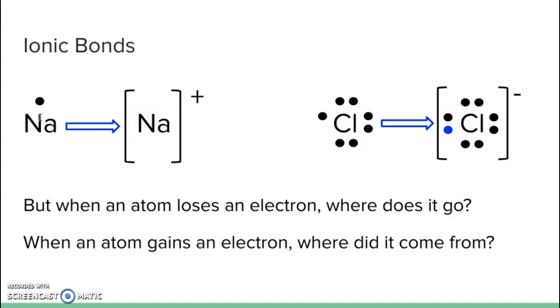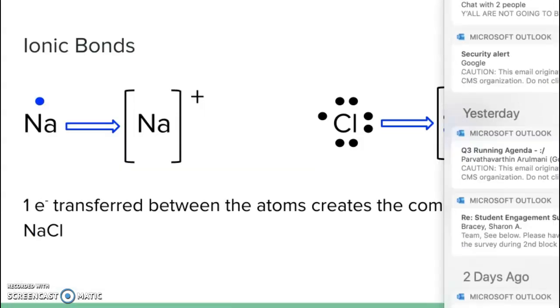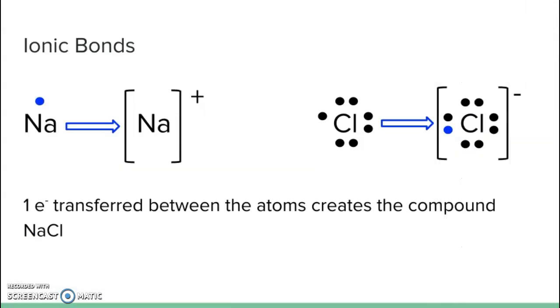So if I look at Na, I'm losing that electron. Where does it go? And when I'm gaining this electron here, where did it come from? All right. The best way to answer that, hold on, sorry about that, guys. I always forget to put my computer on Do Not Disturb, right?